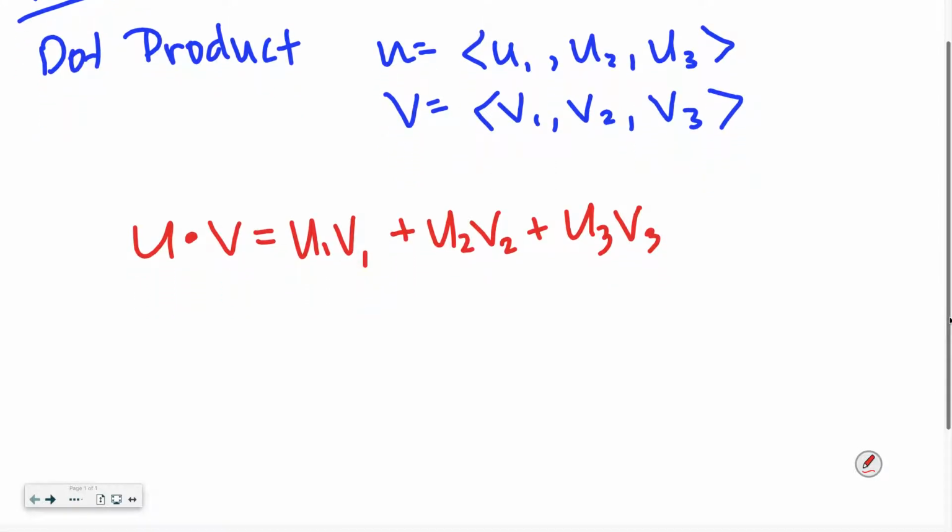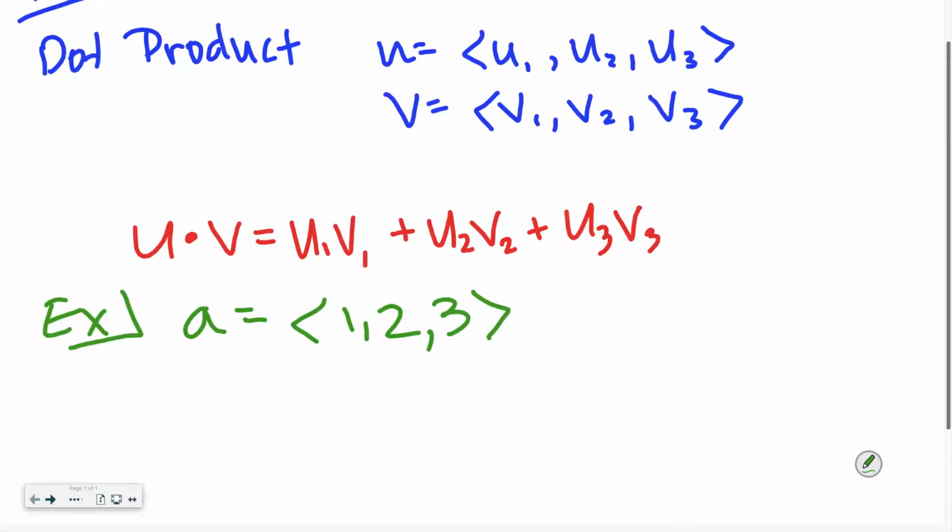I'm going places. Okay, so find me the dot product, please, of vector A, 1, 2, 3, and vector B, negative 2, 0, 4.